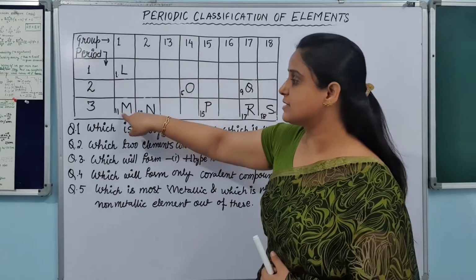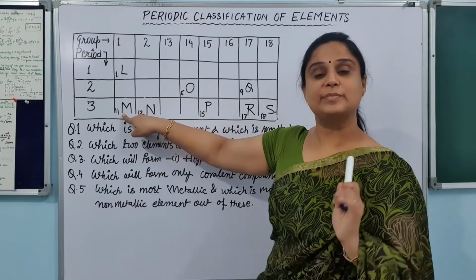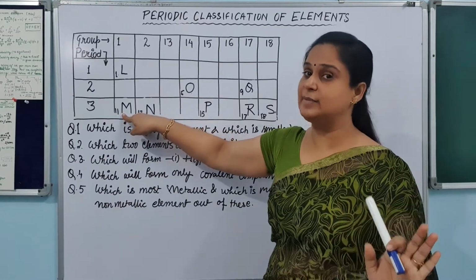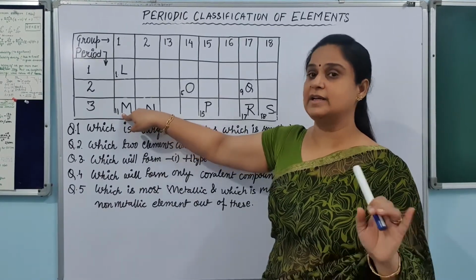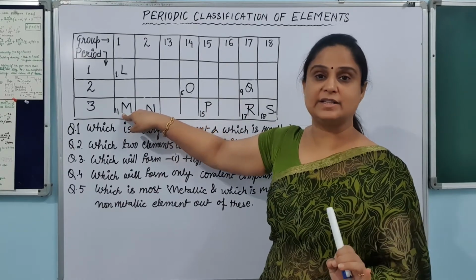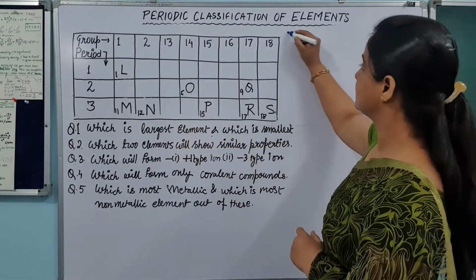तो सबसे बड़ा size किसका हुआ? M का. So the metal M, or any element M, I will recognize it as an element. Element M is the largest. So I will write down the answer number 1.